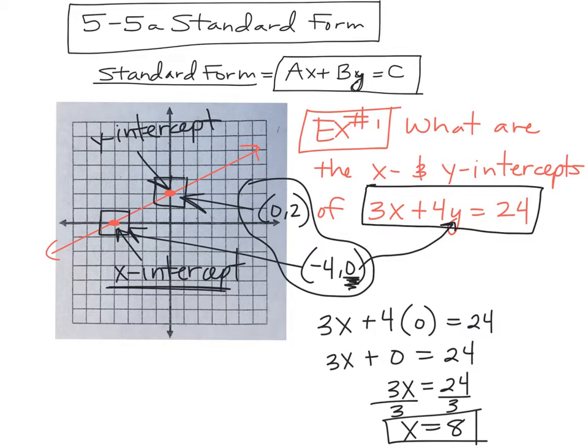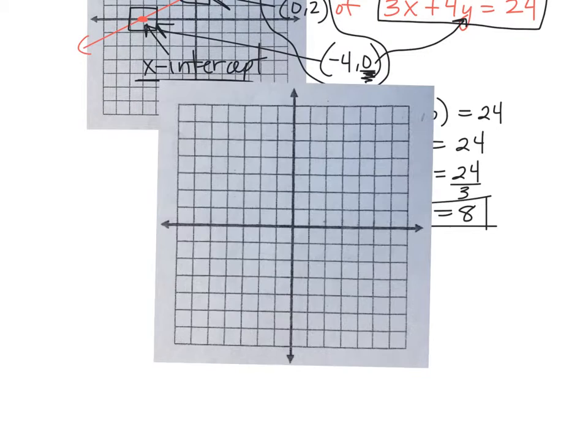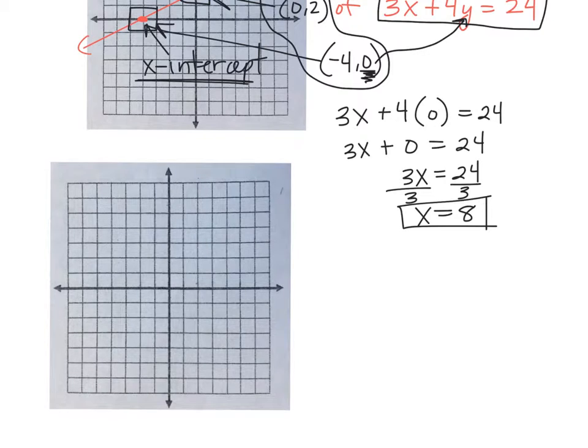So if I were looking at a graph, let me just show you on a graph here. If my x-intercept is 8, that means on my x-axis, I'm going 1, 2, 3, 4, 5, 6, 7, 8. This point right here is my x equals 8. It's where it hits my x-axis, okay?